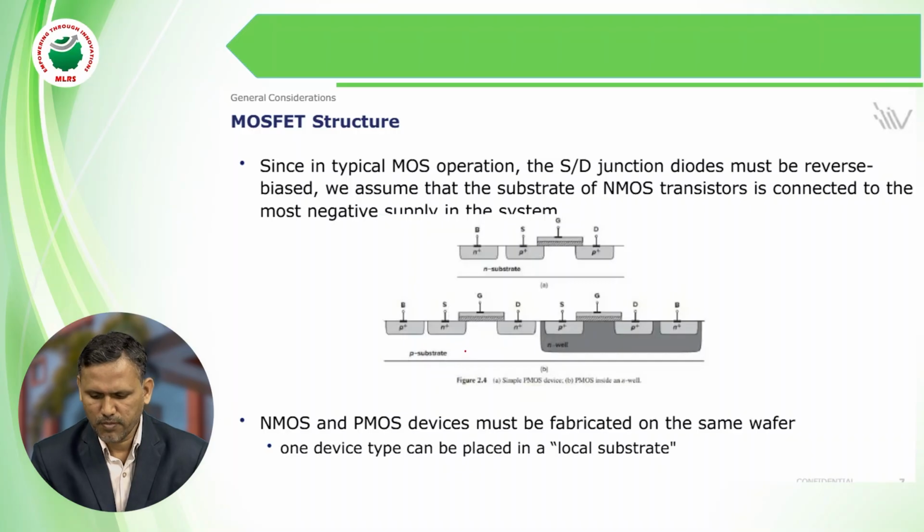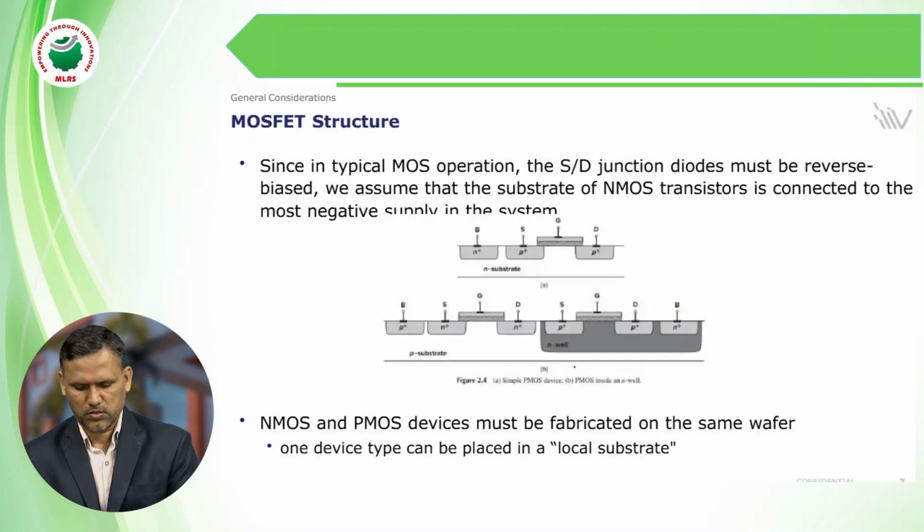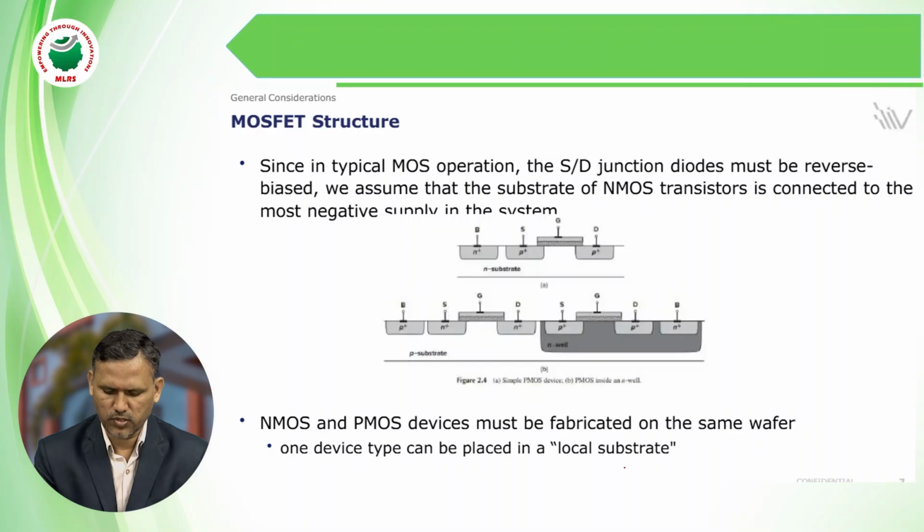Suppose in a common substrate we call it either NMOS or PMOS. For example, for a PMOS we can develop an N well, and for an NMOS we can develop a P well. So both NMOS and PMOS transistors are developed in a common substrate. In such cases we use the well process. This well process is also called a local substrate.